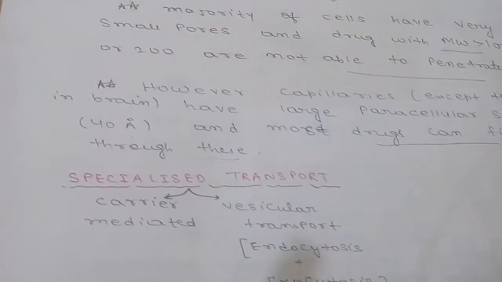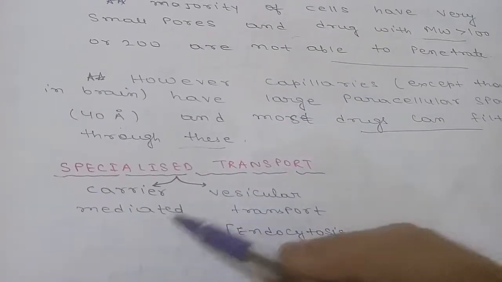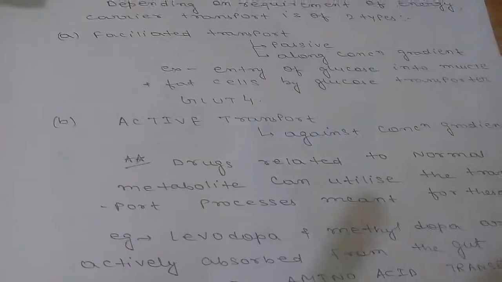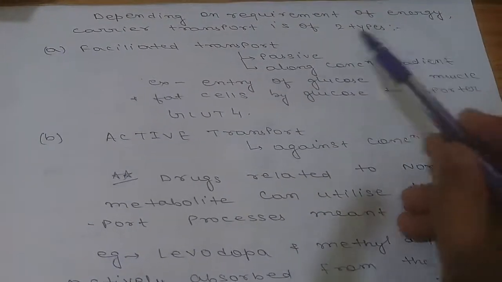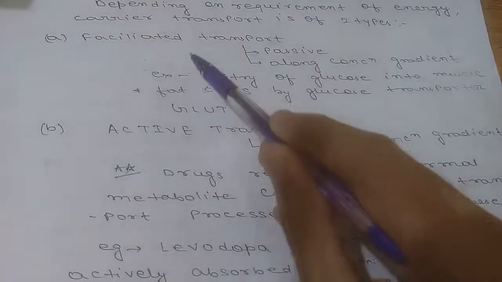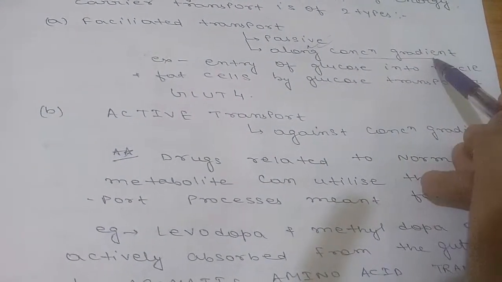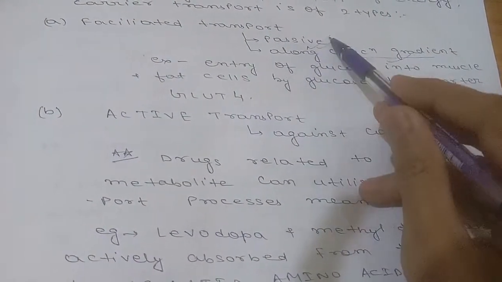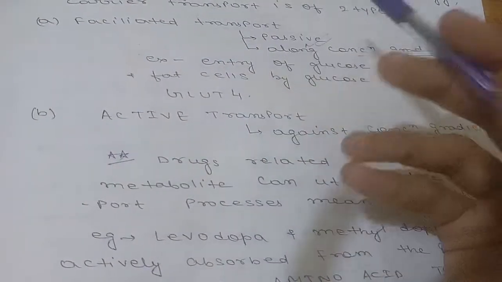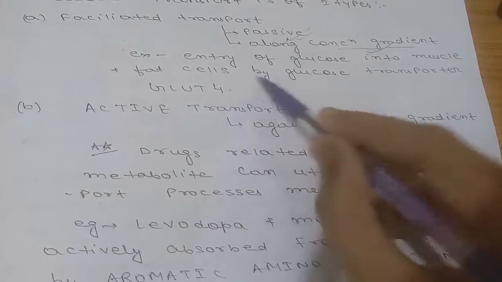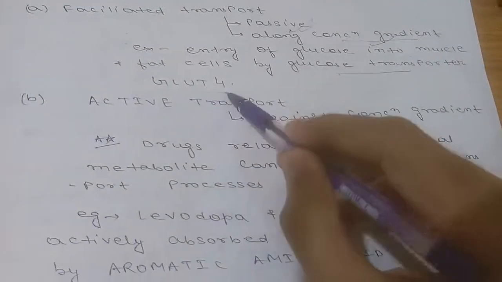Now coming to specialized transport. This is of two types: carrier mediated or vesicular transport, that is endocytosis or exocytosis. Depending on the requirement of energy, carrier transport is of two types. The first is facilitated transport, which is passive in nature and goes along the concentration gradient, but it requires a transporter. One example is the entry of glucose into muscle and fat cells by the glucose transporter, that is GLUT4.